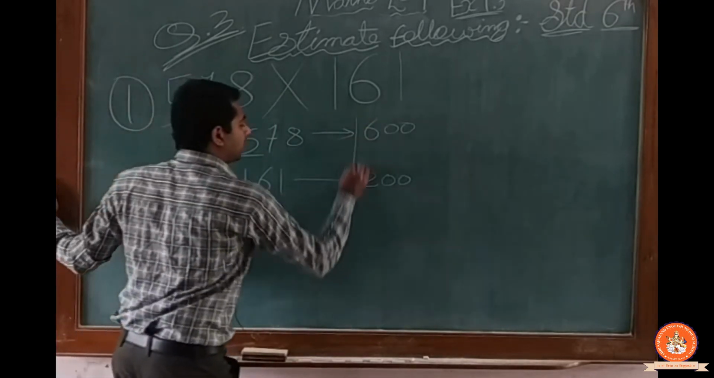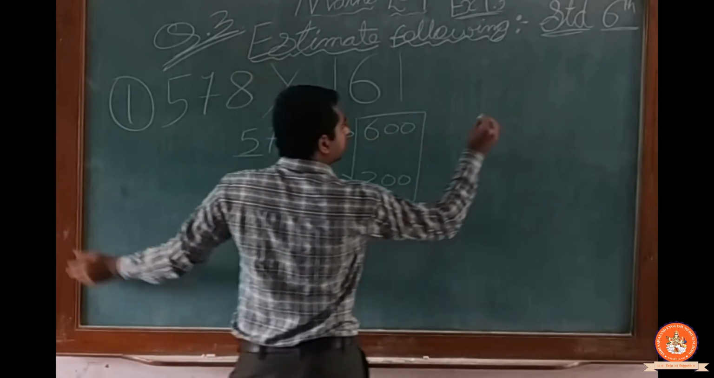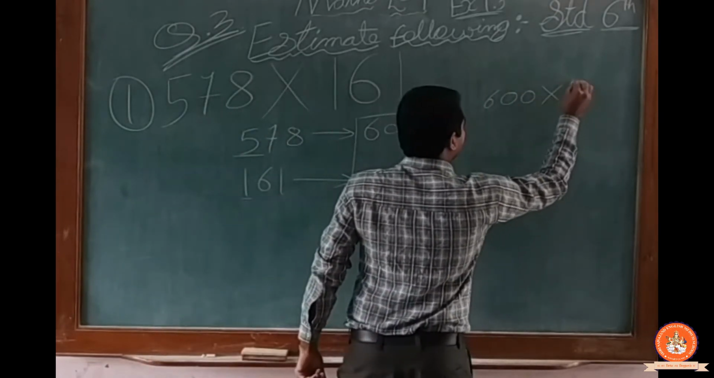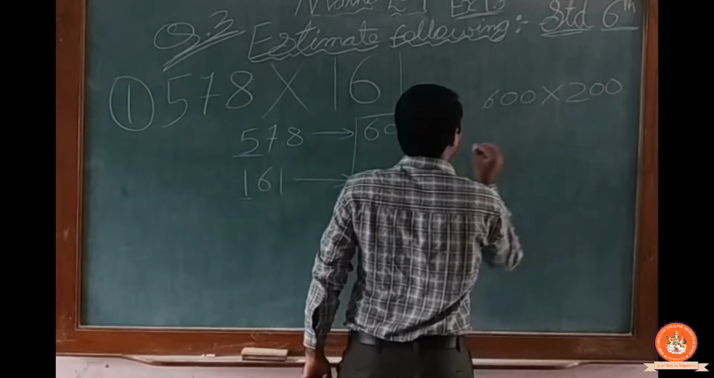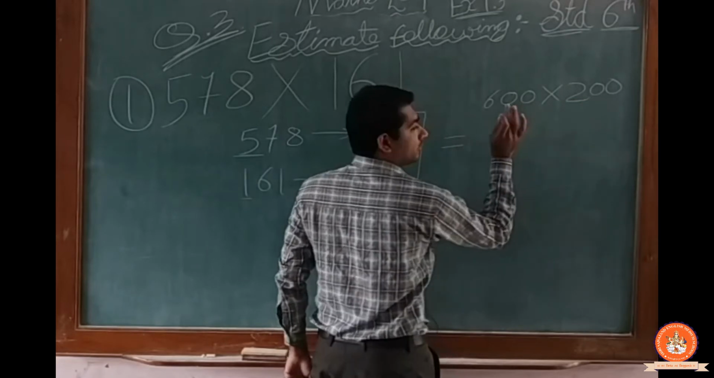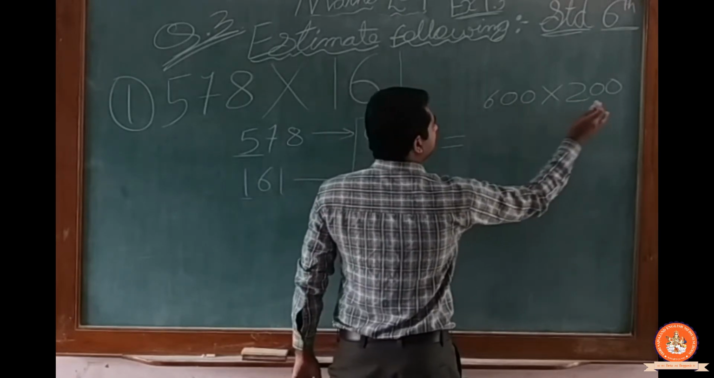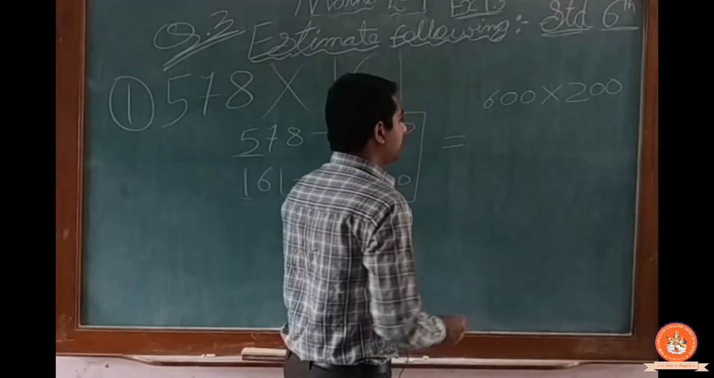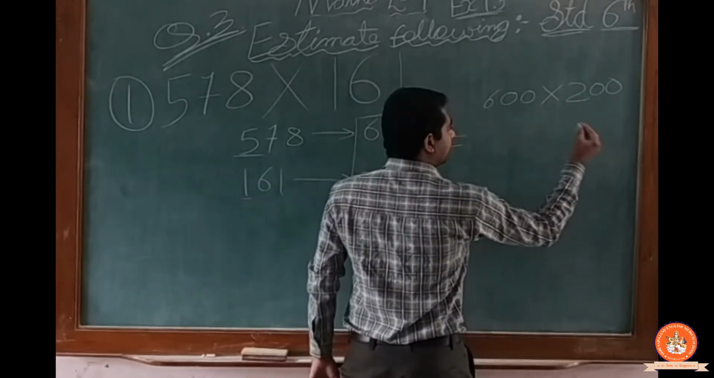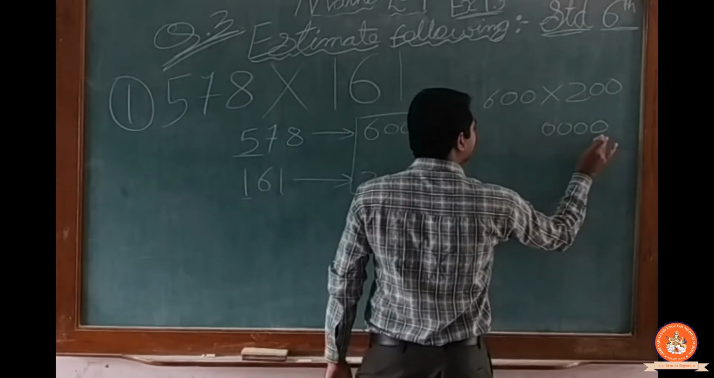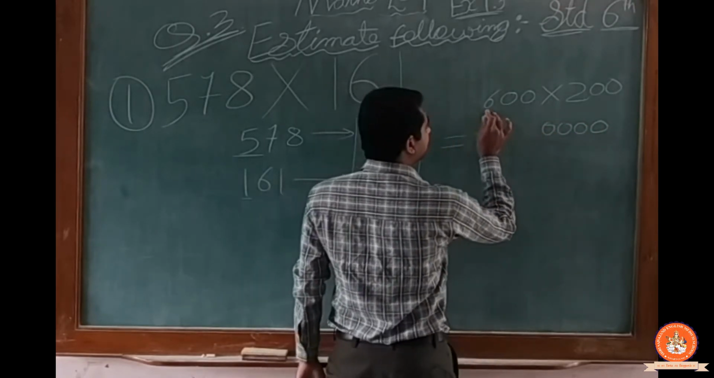Now we have to take the product of these two numbers. So 600 multiplied by 200. अब देखो यहाँ पे you have to see that here is a 0 and again 0. So here total 4 zeros we have. So first of all we will write the 4 zeros. Okay, after writing these 4 zeros, now we will multiply these two numbers.